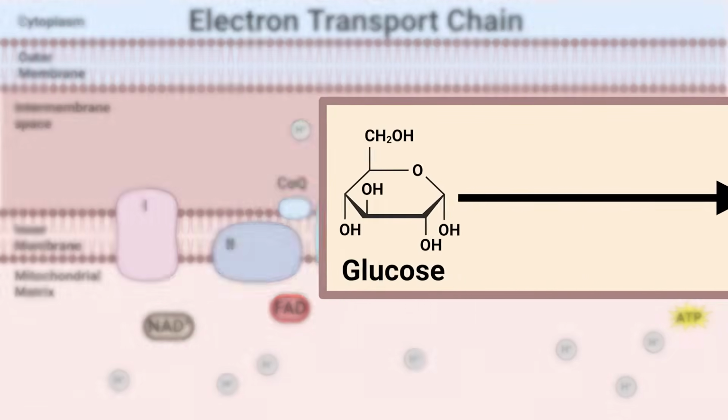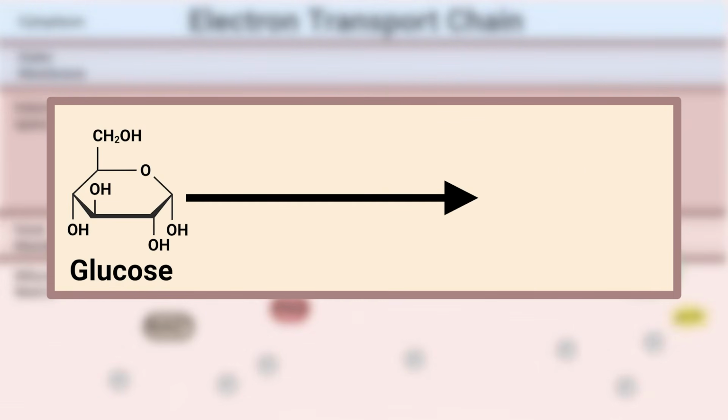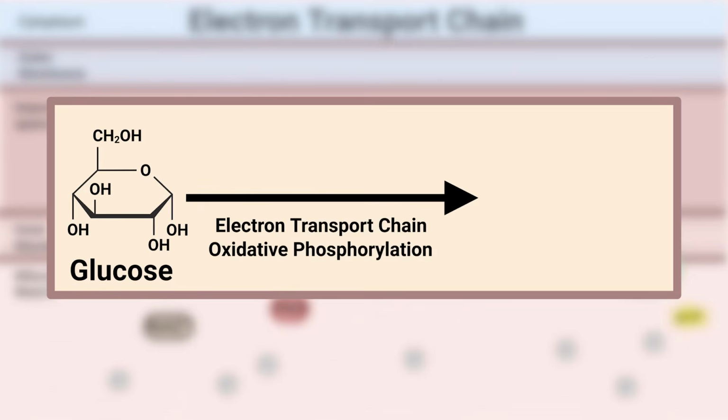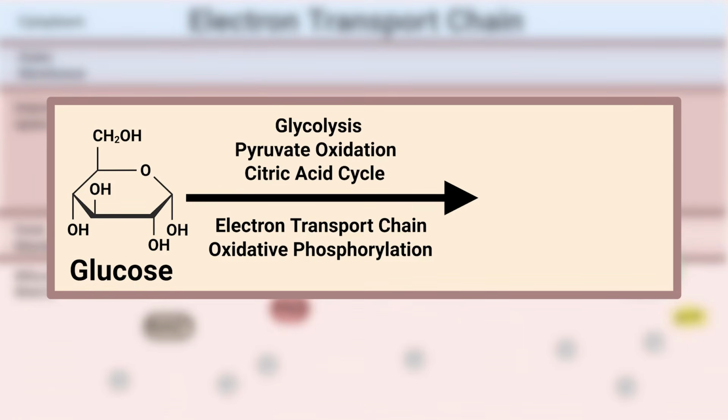Fantastic. And if you add what comes out of this process of the electron transport chain, oxidative phosphorylation, with what we got from glycolysis and pyruvate oxidation, the citric acid cycle, you get per glucose about 30 ATP. What a magnificent process.